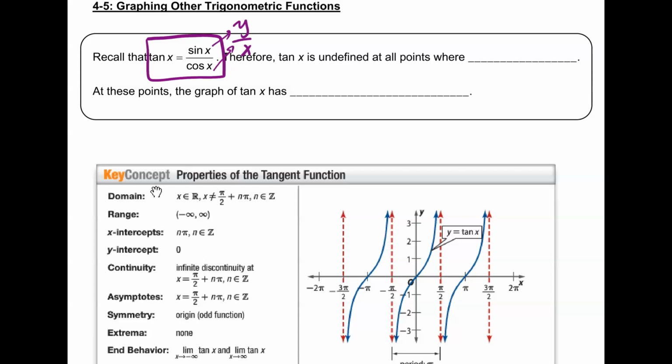Undefined means vertical asymptotes. When do you say things are undefined? When you're dividing by 0. So tangent's going to be undefined whenever cosine of my angle is equal to 0, because I'll be dividing by 0. So when things are undefined, that's where they have vertical asymptotes.